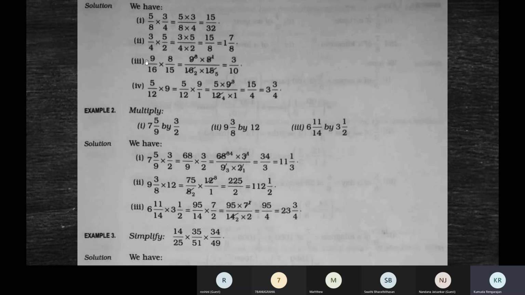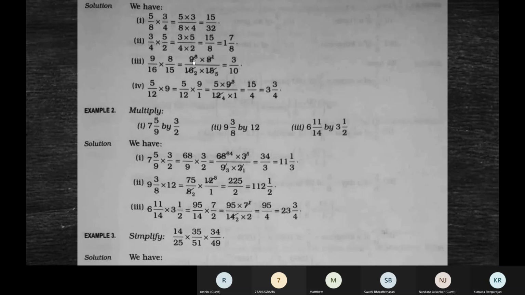See the next one. Again, multiply. This is the given question, children. Am I audible, children? Yes, ma'am, you're audible. Okay. So multiply the numerators, multiply the denominators, 9 into 8, 15 into 16.